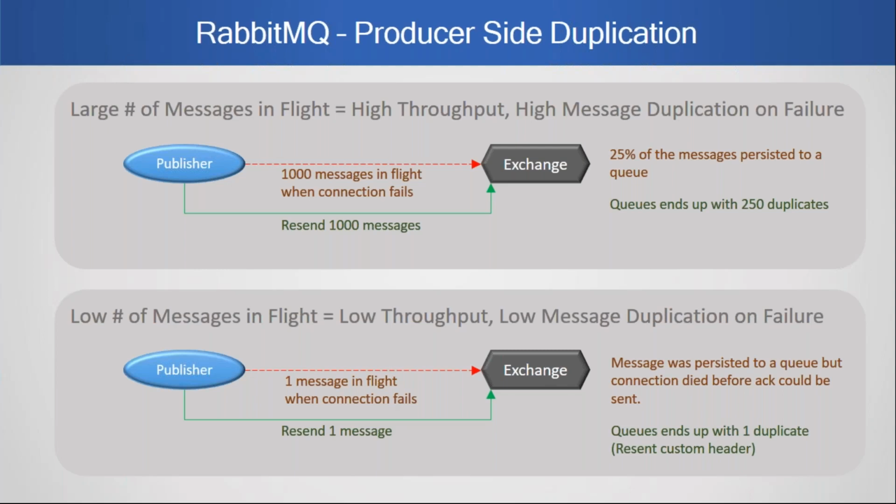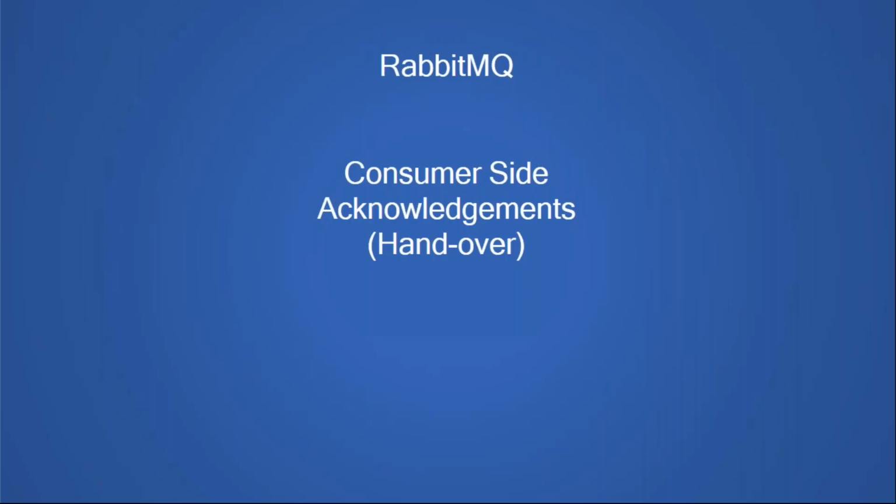Now, one thing I tend to do is add a custom header. When I do resend a message, I add a custom header to indicate it's been resent. And this allows consumers to do some extra work to do any deduplication logic if they can.